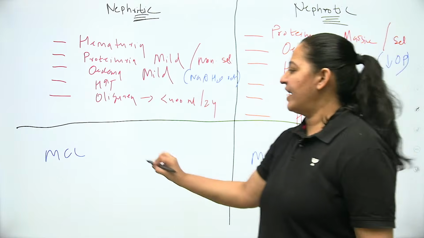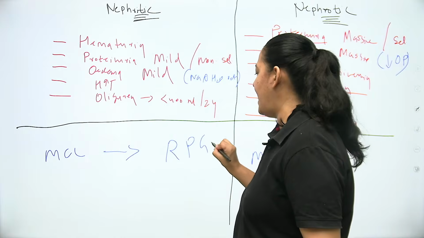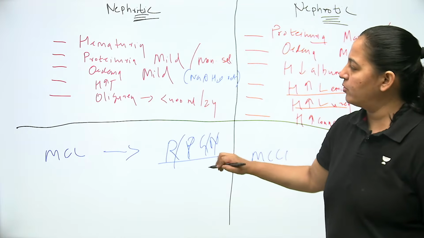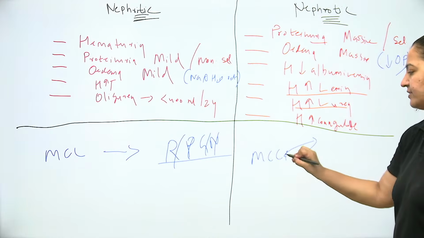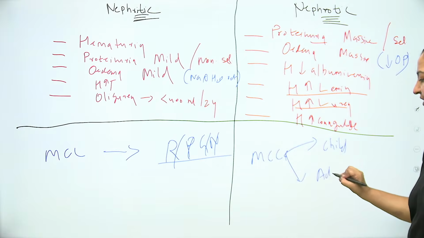Who will tell me? In nephritic syndrome, the answer is very simple. Only one answer is there, RPGN, rapidly progressive glomerulonephritis. Rapidly progressive glomerulonephritis is the most common cause of nephritic syndrome in children also, in adults also. But here the answers will be different. The answer will be different for children and different for adults.